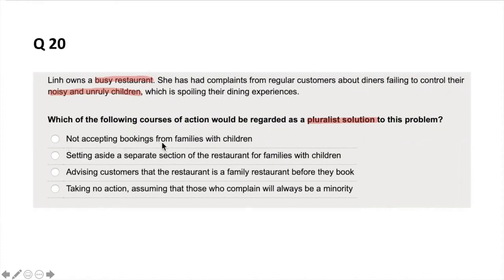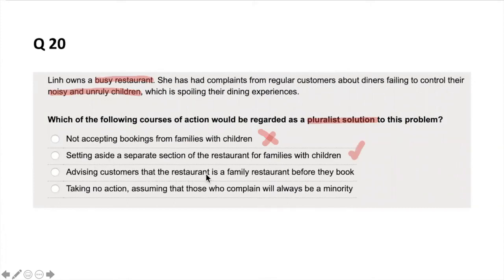Not accepting bookings from families with children. That doesn't make sense. If you want to have a pluralist solution, we said that you want everyone to be happy. And here you're only making, of course, the regular customers happy because you're not accepting families and children. Setting aside a separate section of the restaurant for families and children. That's not bad. That looks good. Let's see what the other options are.